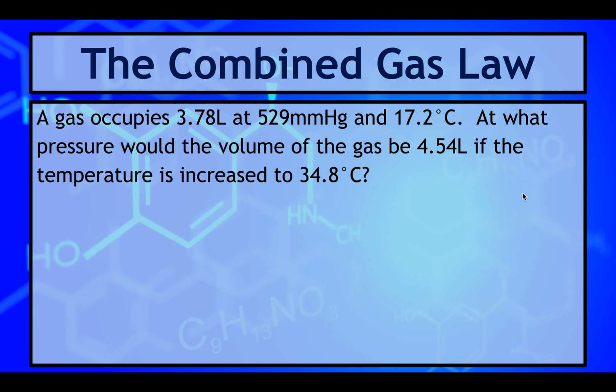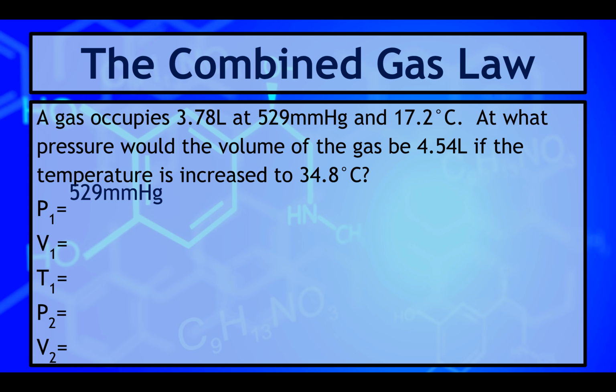Here's an example. A gas occupies 3.78 liters at 529 millimeters of mercury, or torr, and it's at 17.2 degrees Celsius. At what pressure would the volume of gas be 4.54 liters if the temperature is increased to 34.8 Celsius? Now, this seems like a lot of numbers, but if we just put the different variables where they belong, this becomes a very easy question to solve. We need to know P1, V1, T1, P2, V2, and T2.